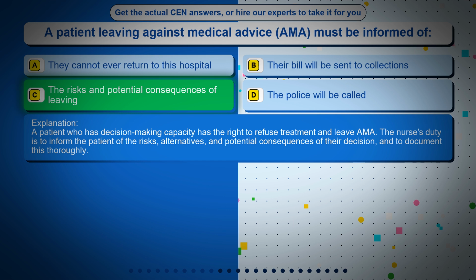A patient who has decision-making capacity has the right to refuse treatment and leave AMA. The nurse's duty is to inform the patient of the risks, alternatives, and potential consequences of their decision, and to document this thoroughly. Question 11.